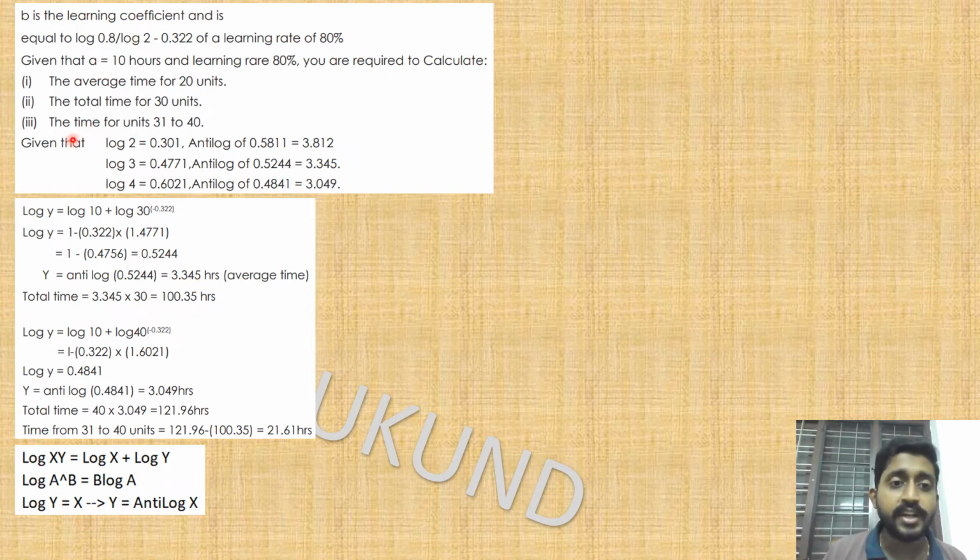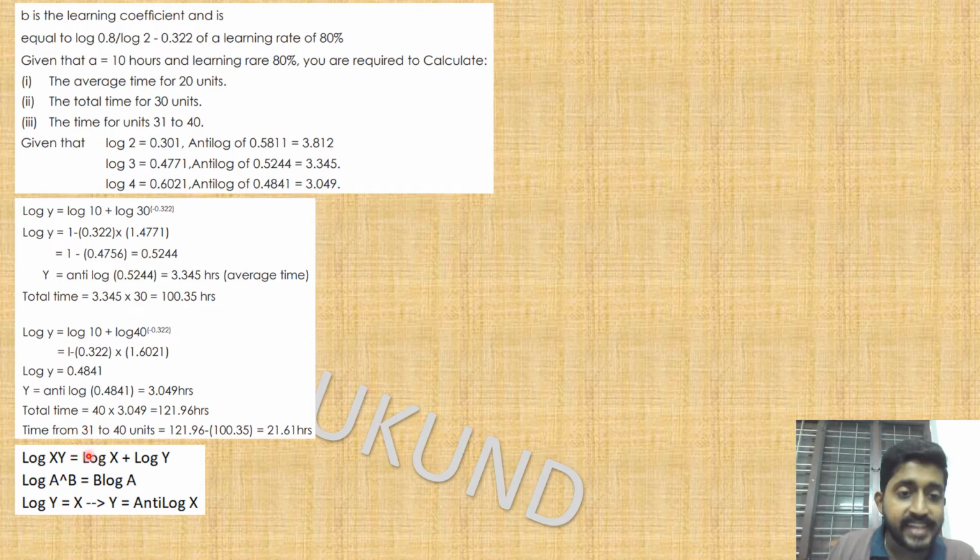Now what is the last question? Total time for 31 to 40 units. We have to be very careful. It is 31 to 40, you cannot take it as 10 units. It means the company is producing 40 units, and for every unit the time will reduce. So you have to find the time taken for 40 units, and the time taken for 30 units you already have. So 40 units minus 30 units is the time taken to produce 31 to 40 units.